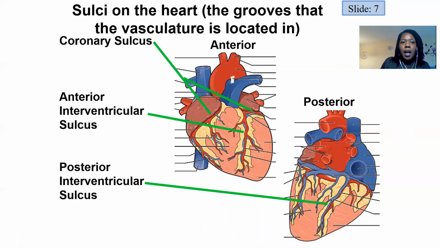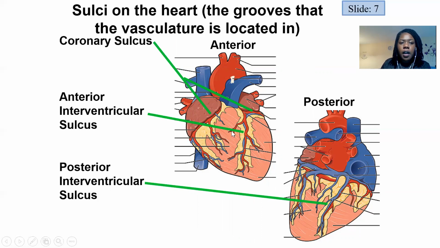All right, now in terms of the surfaces of the heart, there are several grooves that we call sulci. And these are the grooves where the coronary vasculature is located. So we've got the coronary sulcus, sometimes called the atrioventricular sulcus. The coronary sulcus is a groove that sits between the atria and the ventricle, and it's going to wrap all the way around the heart. So back here, we can also see this groove as the coronary sulcus.